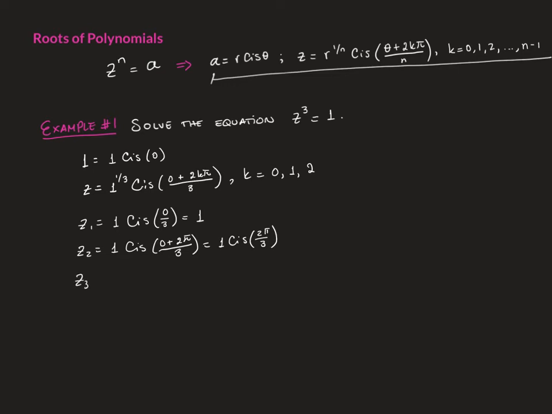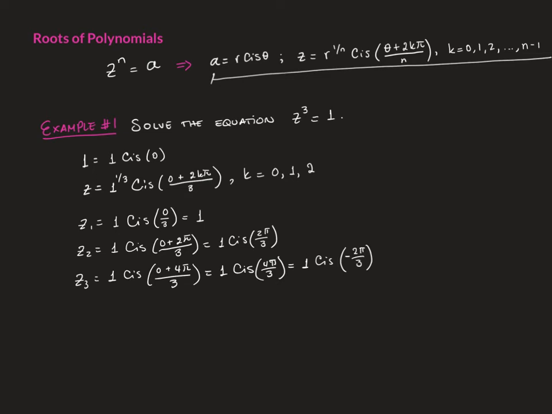And the third value of z is going to be 1 cis of 0 plus 2 pi with k equal to 2. So it's going to be 4 pi by 3. And that is the same as 1 cis of 4 pi by 3. Or another way of writing this would be 1 cis of minus 2 pi by 3 if we use the principal argument.